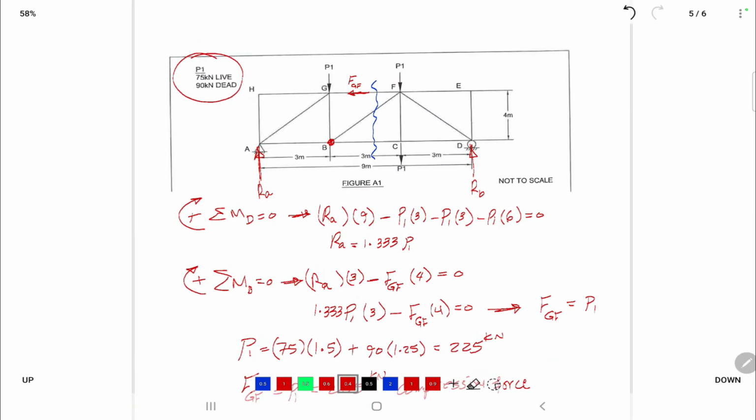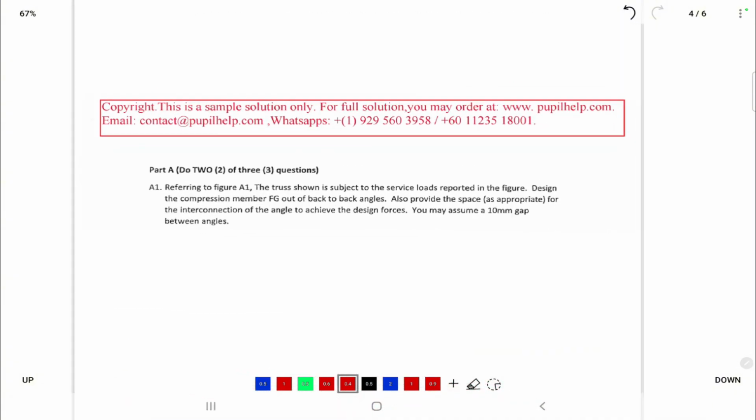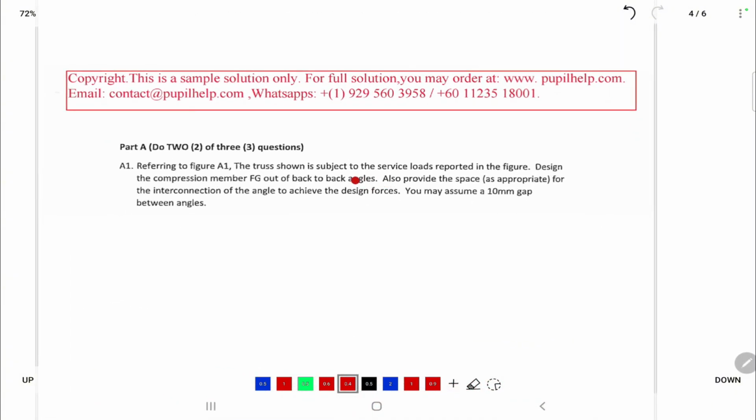After I compute this one, I'll go design the member. Design the member as back-to-back angle. So it will be like this. Angle is something like this. So it will be angle to angle, and the gap will be 10 mm. Okay, now I am going to design this member.